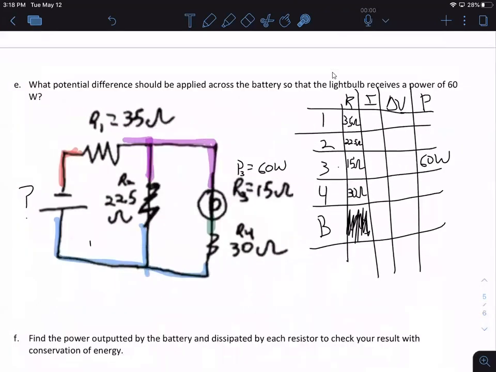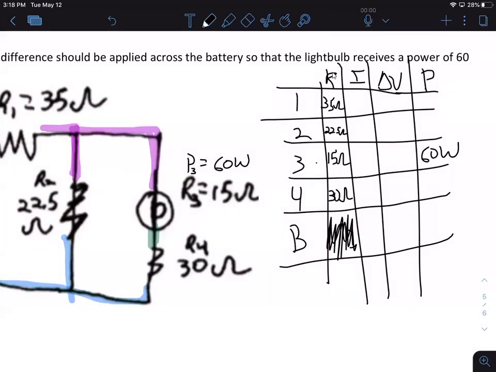So how does that help me? Well, we haven't needed it yet, but let's write our power relationship. P equals I delta V, or if it's a resistor, I squared R. Great. So hey, I know two things in this row. That means I can find the other things. I know resistance and power, so I'm going to use my power formula. And I can put in 60, 15.